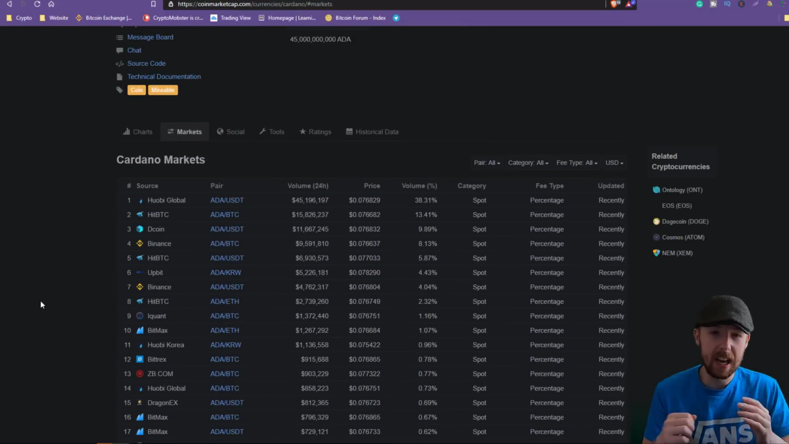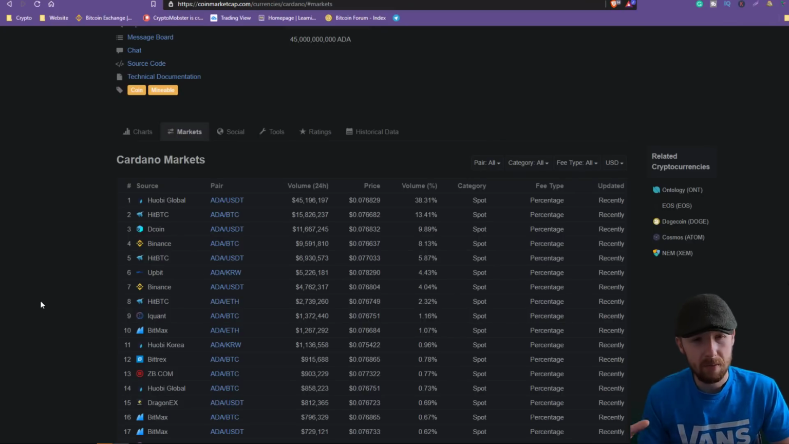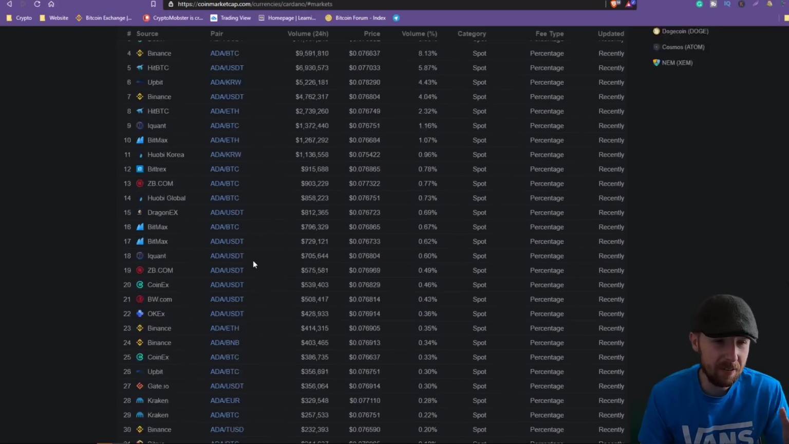Lastly, markets. Now, this is how you find out how to buy your coin. Simple, really, obvious. The pairing and where to buy it. Now, this is obviously ADA. Huobi, HIT BTC, it tells you on the volume. Now, HIT BTC is pretty big, and also the likes of Binance is on here, so you can figure out what you want.